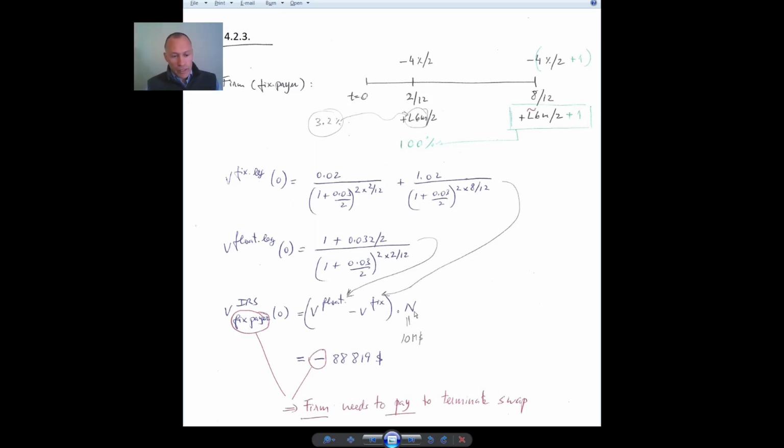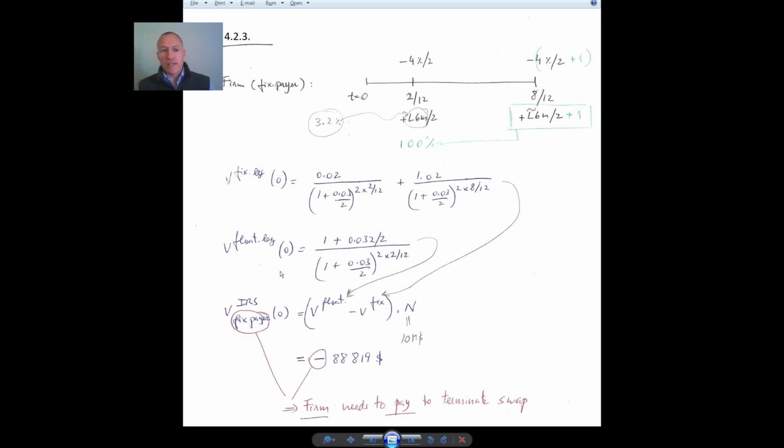The notional, in the previous example, was defined as 10 million, so I scale this difference by that amount, and the value comes out to be this amount of dollars that you see here, right? The sign is important. So a minus sign here, since I am computing the value for the fixed payer, means that this is a liability for the fixed payer, meaning a liability for the firm.